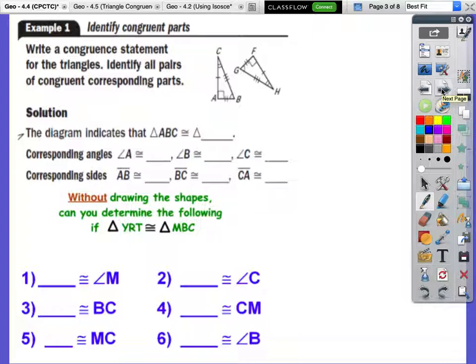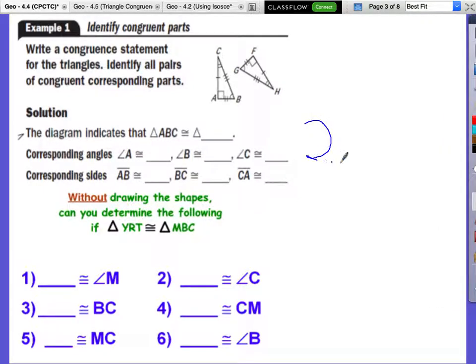Identifying congruent parts. Okay, so we're gonna work on filling in some congruent statements. What I want you to do is fill in these three on the left. So these blanks right here. I don't see three. Like this first one, the second one, the third one.